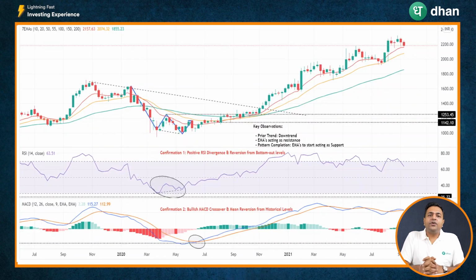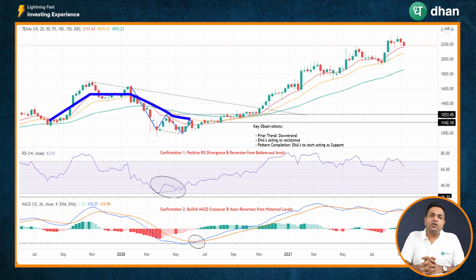The opposite of a double top pattern is referred to as the double bottom pattern. As you can see on my screen, the stock is in a visible downtrend. It comes down, takes a support and starts going up, and again comes down to take the support at the same level and again starts going up. If you carefully notice, the EMAs which were acting as a resistance have started to converge and have started acting as a support, and the double bottom formation seems to be complete now.